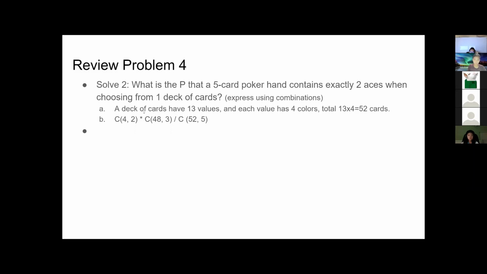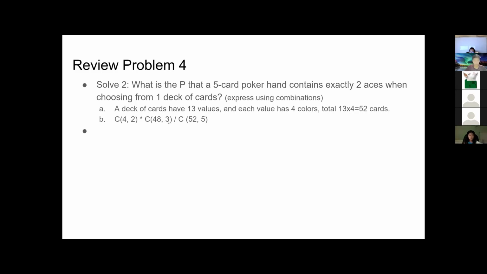So what we know is a deck of cards has 13 values, and each value has 4 colors. Now the first thing we want to do is 2 aces. There will be 4 different colors, and we pick 2 out of 4. So that's the 2 colors of ace. This is how many ace combinations you can pick, right? Now once you picked ace, you're going to have the rest of 3 cards. What can that be, right?